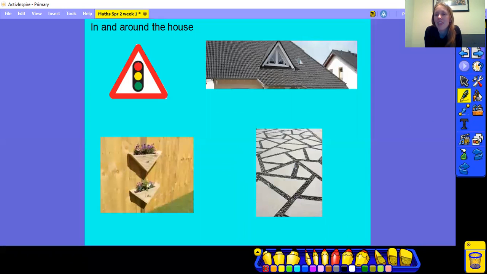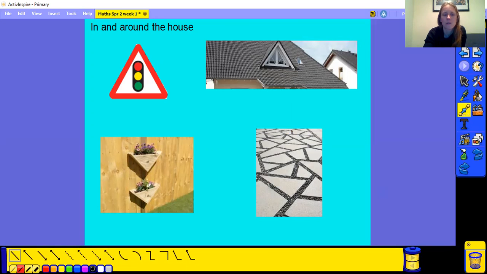Okay, then I started to have a look inside and around my house, and I found some other triangle shapes. Pause the video and see if you can spot the triangle shapes. I wonder if you might spot any other shapes too. Okay, now that you've had a look at those, let's see if we can spot the triangle shapes. Let's have a look at the top of the house first.